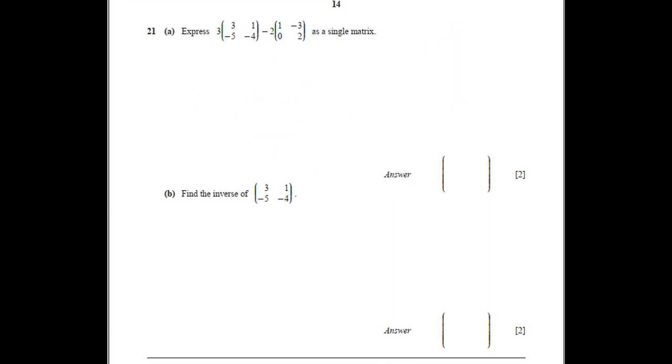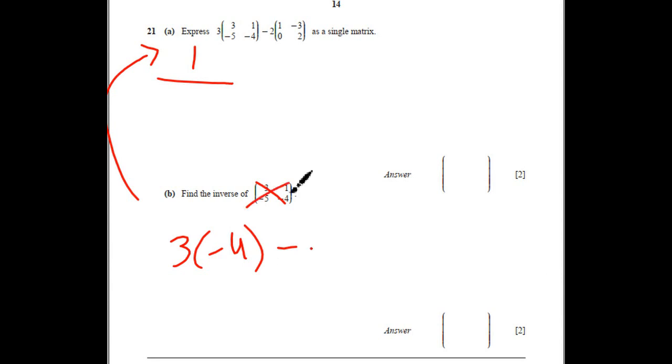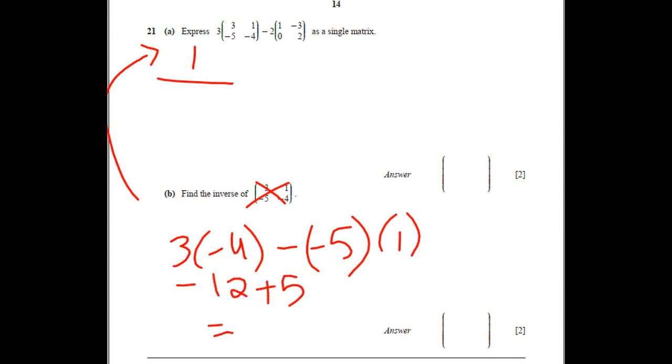Part B. Find the inverse of this matrix. To find the inverse, we write 1 over determinant. Now what is determinant? To find determinant, you multiply these numbers. So 3 minus 4, then negative sign, then multiply these numbers. So minus 5 times 1. When you solve this, you get minus 12 plus 5, which is minus 7. So the determinant is minus 7.